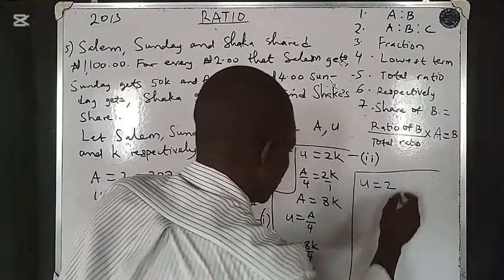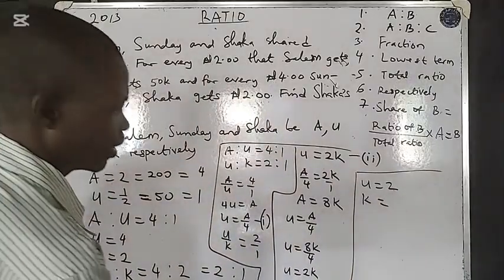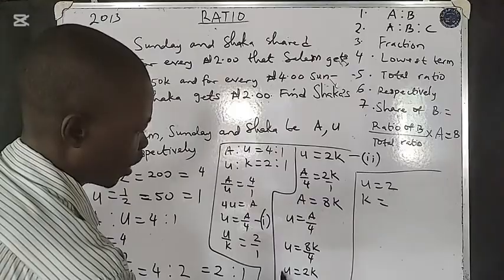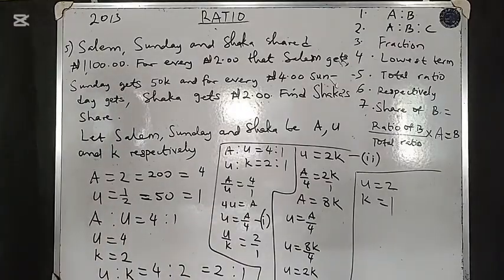So U equals 2, and K equals 1. So we have found the ratio of U and K.